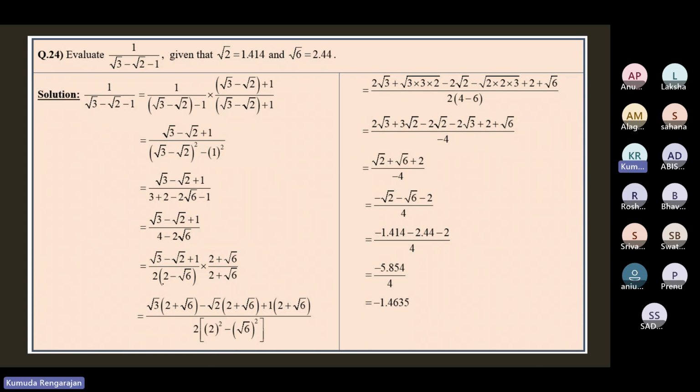Divided by, you need to multiply this, this and this. This is nothing but a minus b into a plus b, which is a square minus b square. And this 2 as it is outside.